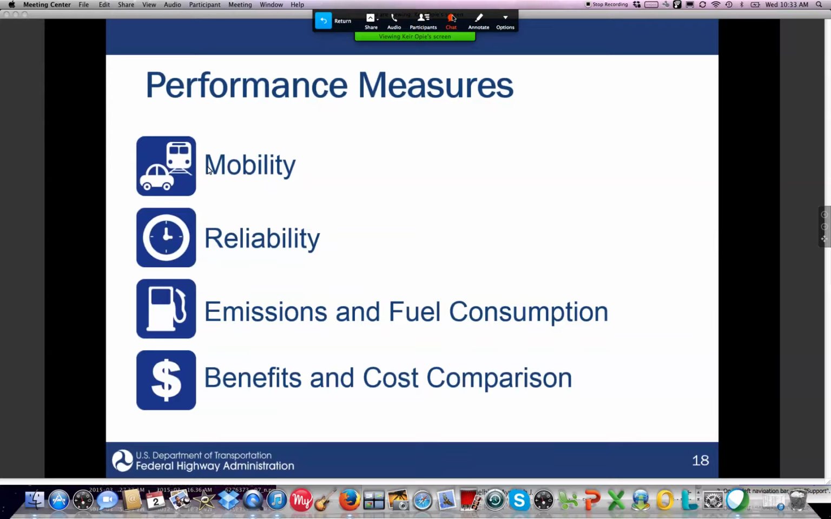If I know it's going to take me 40 minutes to drive 20 miles, I can deal with that. If I know it's going to take me anywhere between 30 and 60, that's much more difficult for me to incorporate into my daily life. We also want to look at emissions and environmental considerations here. And again, driving all of this down and monetizing all of these benefits and looking at the actual monetary value of those benefits so that we can directly compare to cost and do cost-benefit analysis.